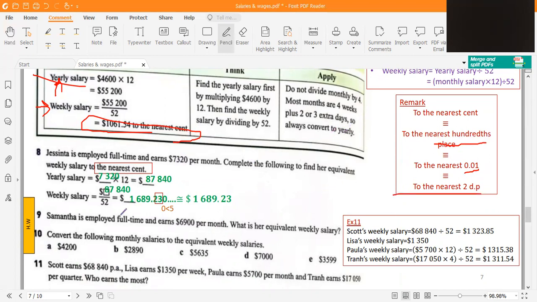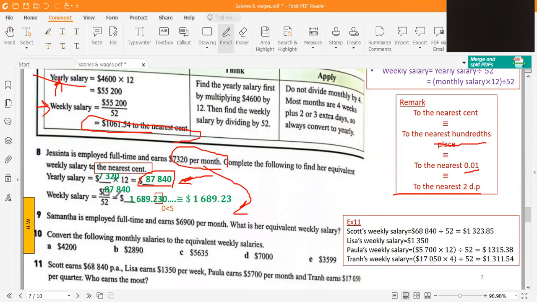Okay, so we have an example. Justina is employed full time and earns $7,320 per month. So we have the monthly salary. How do we use this to obtain the weekly salary? We first calculate the yearly salary by multiplying the monthly salary by 12. We obtain $87,840.